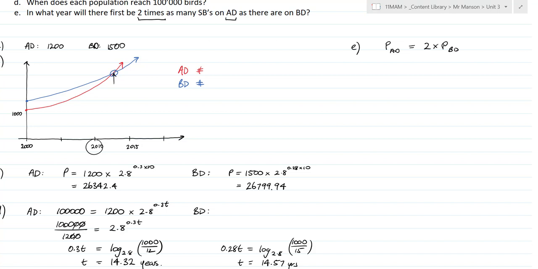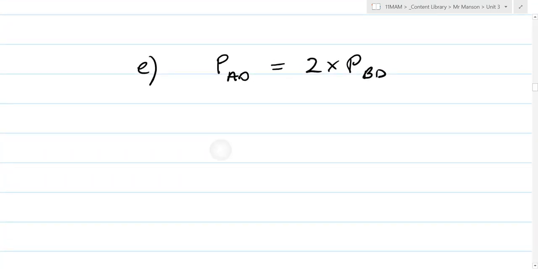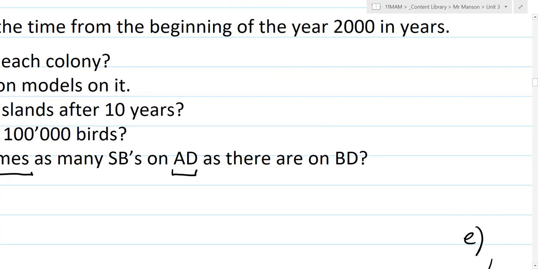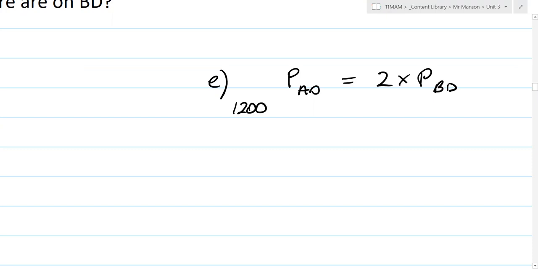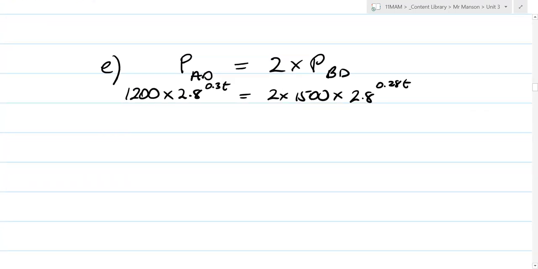So AD was, am I right in thinking it was 1200? Yep. So we want 1200 times 2.8 to the power of 0.3 T to be equal to 2 times 1500 times 2.8 to the power of 0.28 T. So now we've built that function. If we've got, and this is where you might have to change the base as well. If we've got 2.8 as our 2 bases, this question is relatively easy.